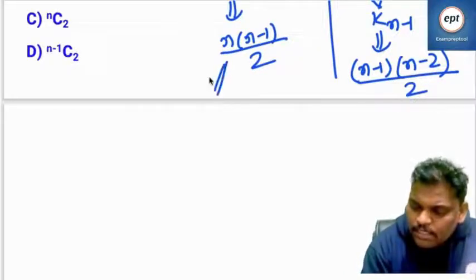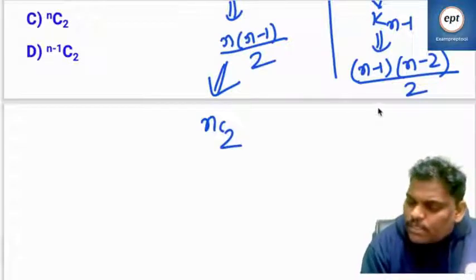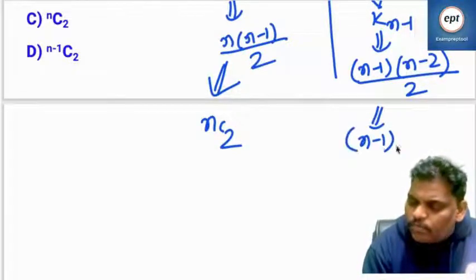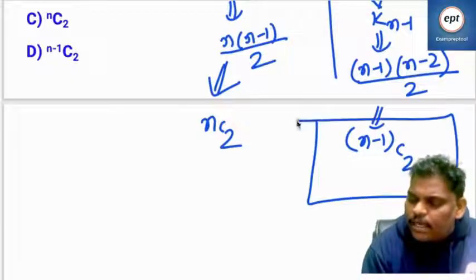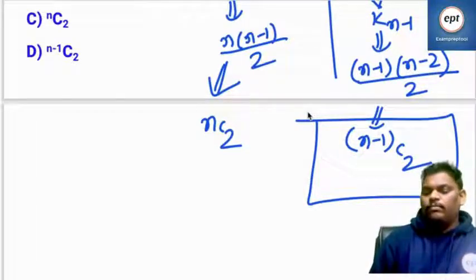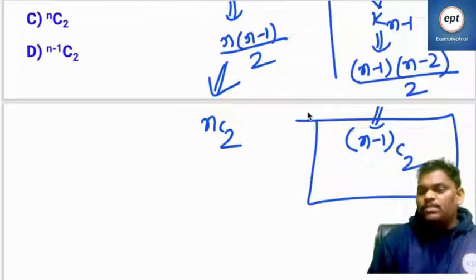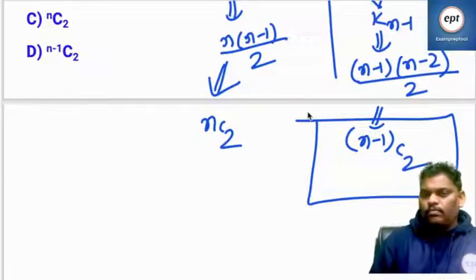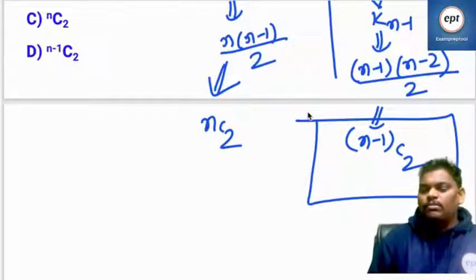So this is called n minus 1 C2. In n vertices, the maximum number of edges in Kn is n into n minus 1 by 2, which is known as nC2. Make a tree and remove one edge? How, yaar? You want maximum edges.